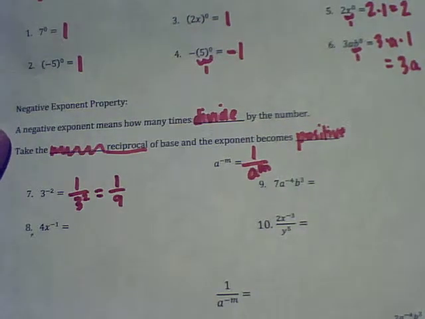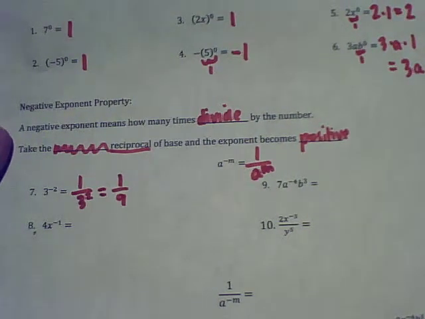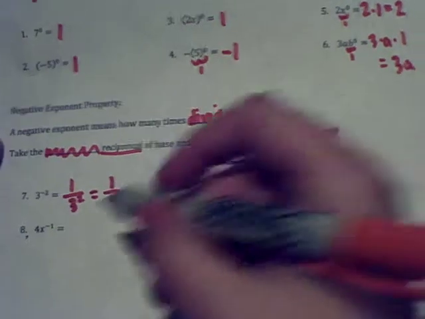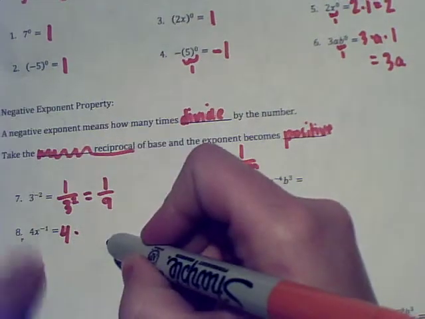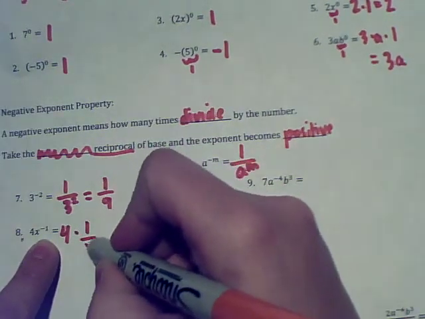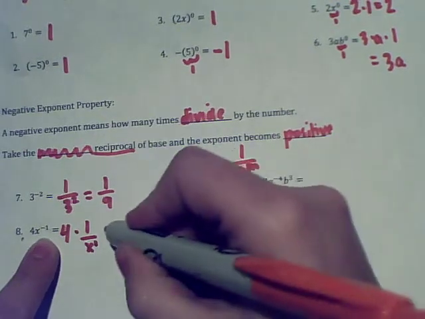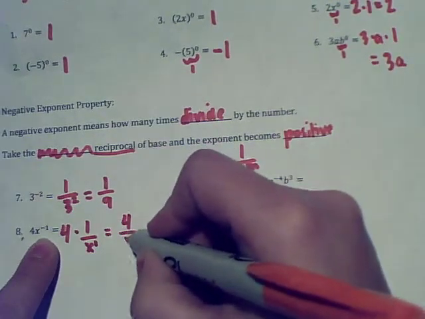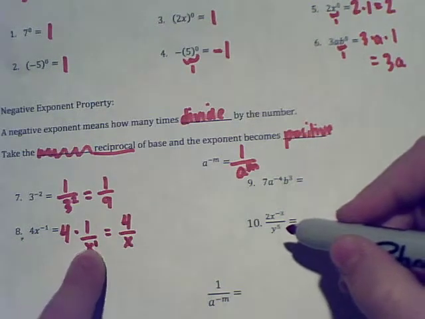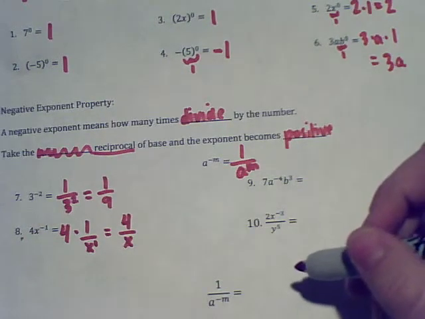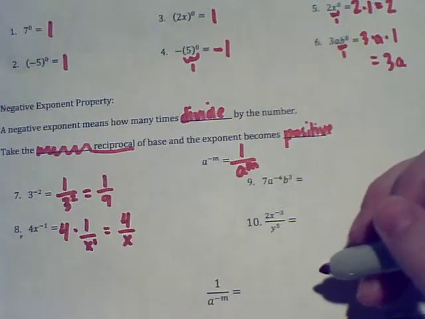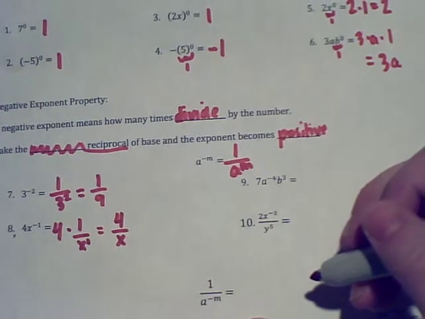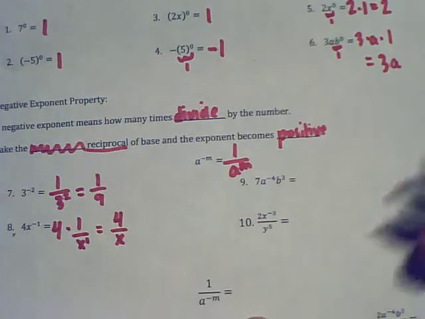Alright, if we look at number 8, the negative exponent is only on the x, not the 4. So again, here's where parentheses come into play. This one doesn't have it, therefore the negative exponent is only on the x. So I'm going to have 4 times, if I take the reciprocal of x, 1 over x to the first power. Well, in turn, this just becomes 4 over x. That first power, we don't have to write as an exponent. Alright, so I want you to try 9 and 10. They're a little bit different than 7 and 8, but I just want you to give it a try.